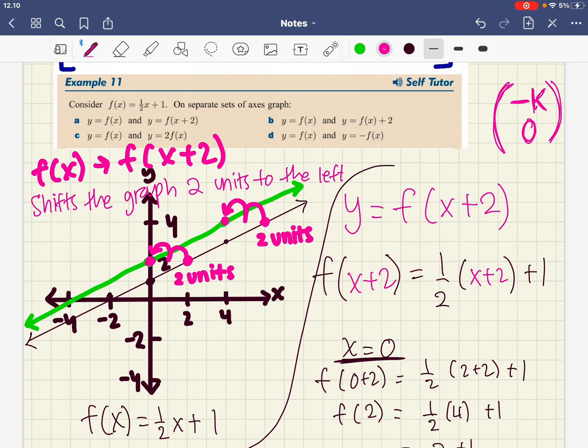That's it. So I want you guys to discover it by yourself for B, C, and D, and see what happens to your graph.